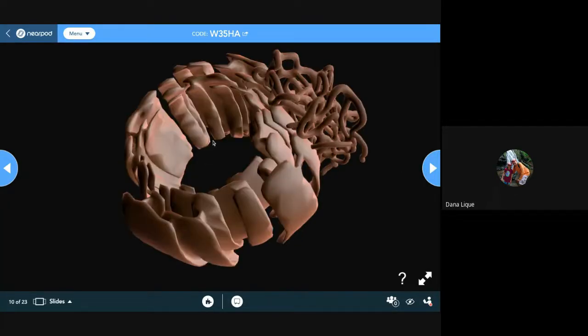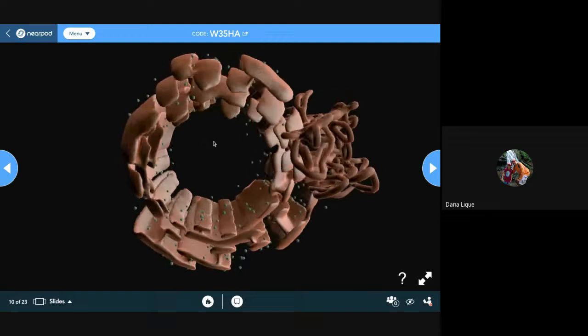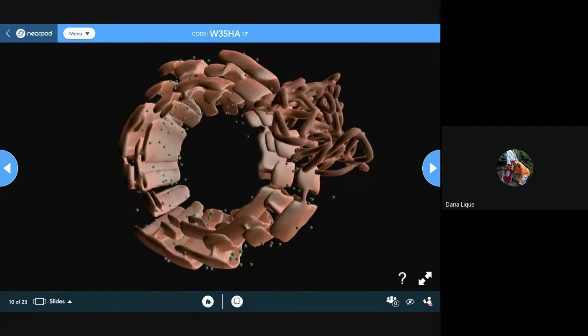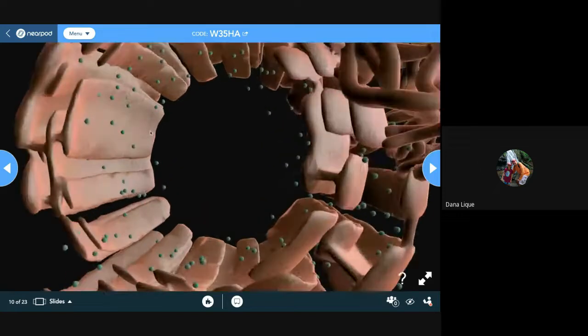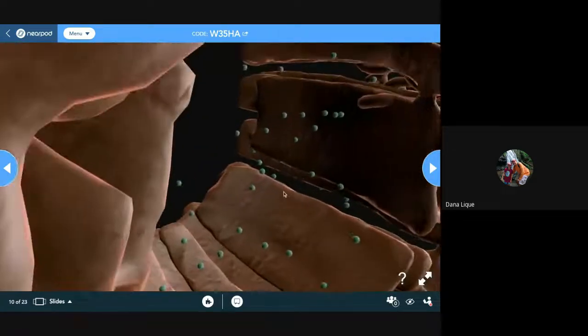Okay, this is just like a 3D model of the ER. So in the middle would be where the nucleus is. This is the rough ER. So the little dots there are the ribosomes. This is the smooth ER. So you can kind of zoom in on this.